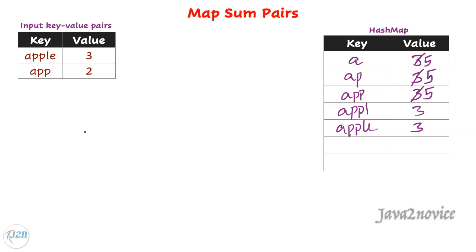We need to consider one use case here. What about adding an existing key with a different value? To address this, we will identify the delta first. Let's say we want to insert app as a key with value 1. In order to identify the delta, first we will check whether the key exists in the hash map or not. The key already exists in the hash map, but it is not its original value. It is the sum of prefixes. Its original value is 2.